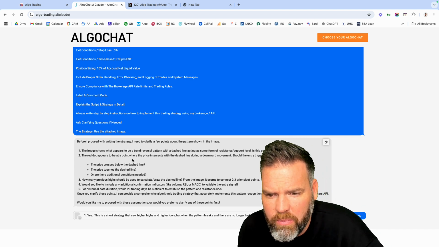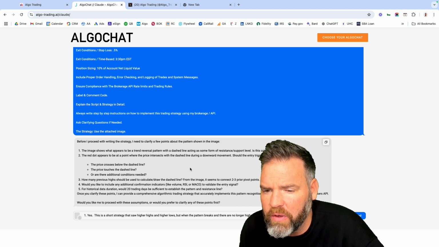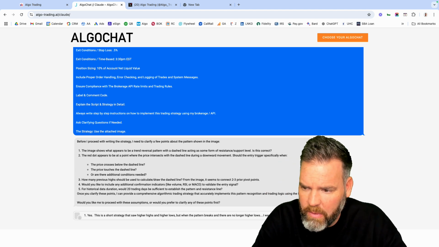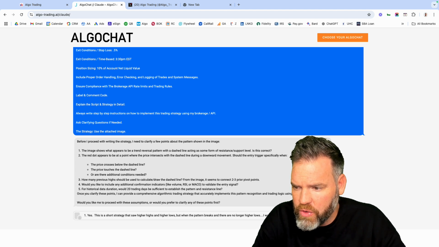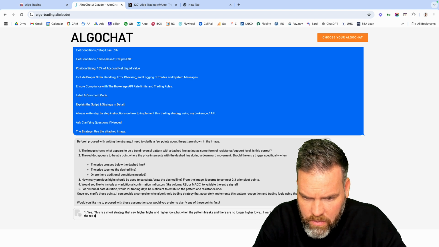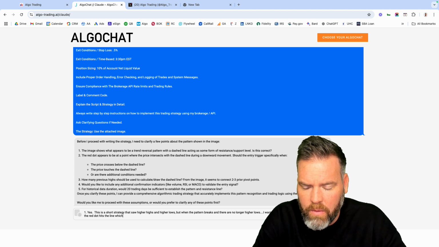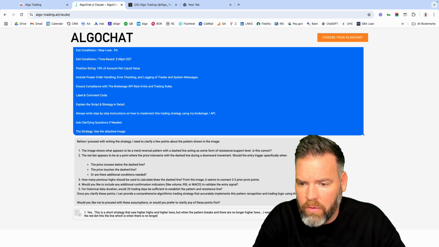The red dot appears to be a point where the price intersects with a dashed line during a downward movement. Should the entry trigger specifically when the price crosses below the dashed line, the price touches the dashed line, or are there any additional conditions? So for 2, I'm going to say we should enter short when the red dot hits the line, which is when there is no longer higher lows.